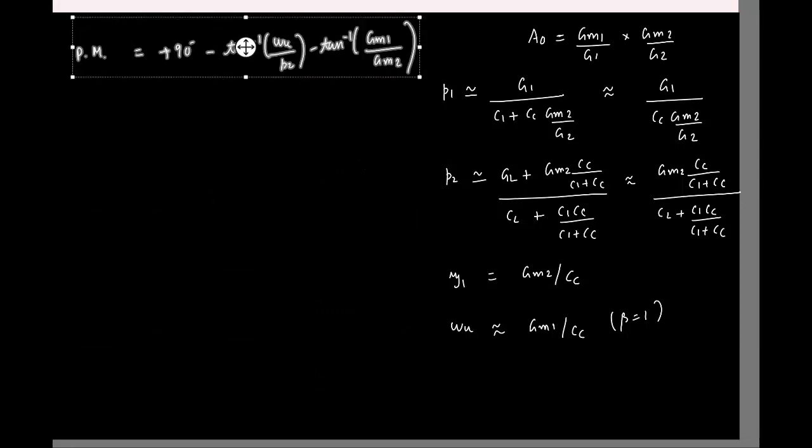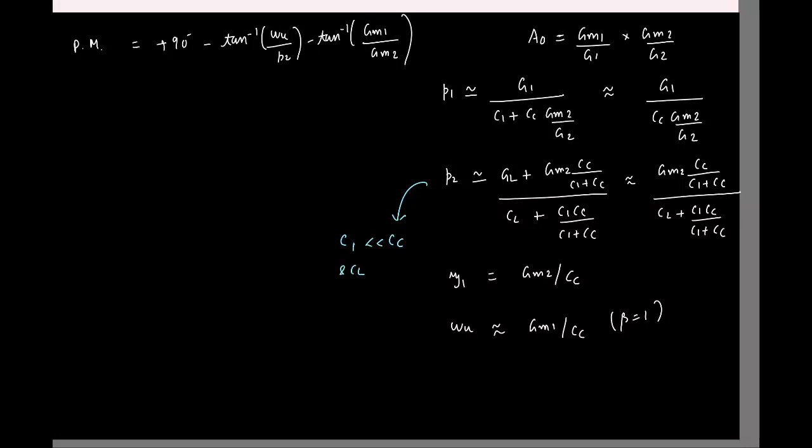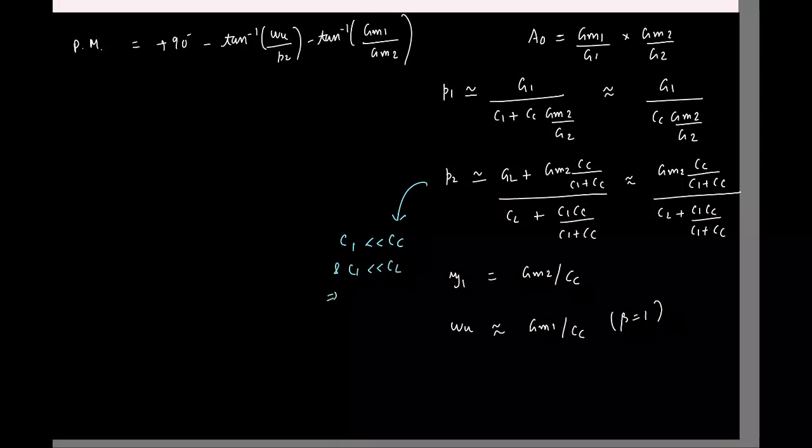And one such approximation we made was the following. The second fact was that for the second pole, we assumed C1 was much less than CC, and C1 was also much smaller than CL. So in that case, what is P2 approximately? GM2 by CL here, right? And we took a case where we were given a phase margin, omega u, and load capacitance, right?